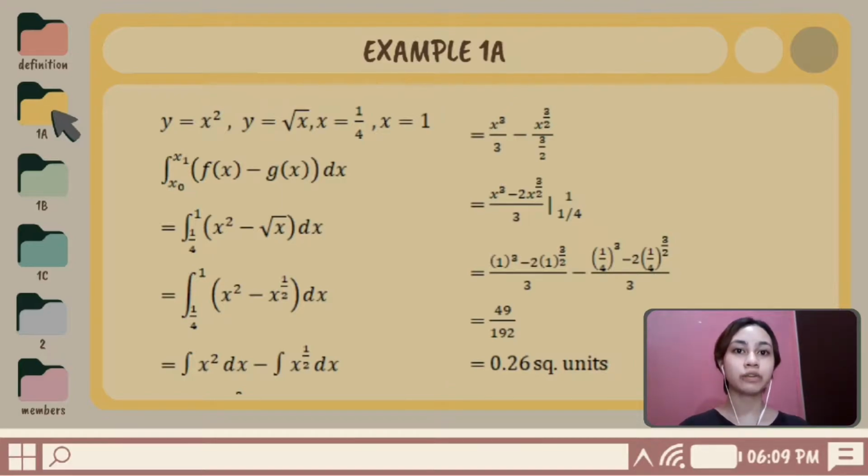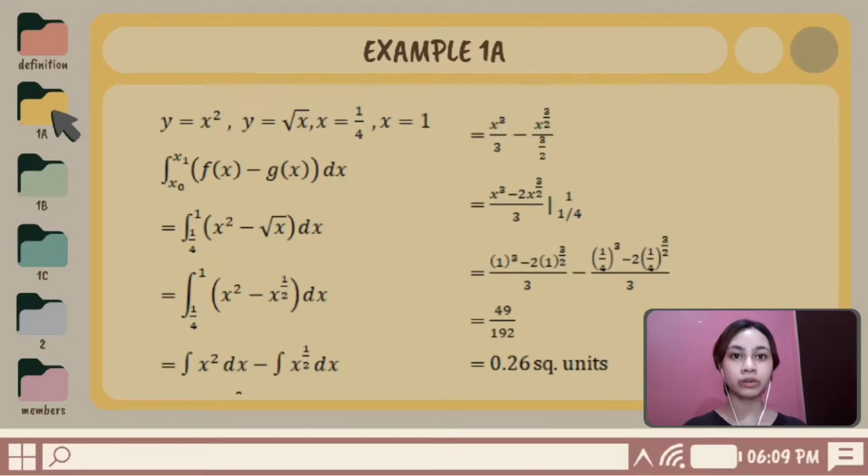In here, we can apply the fractional exponent rule on √x, so it will be x raised to 1/2. Next is to separate both functions: integral of x² dx minus integral of x^(1/2) dx. Applying the antiderivative, we will get x³/3 minus x^(3/2) over 3/2. Getting the reciprocal of the denominator 3/2, we will get x³ minus 2x^(3/2) over 3.